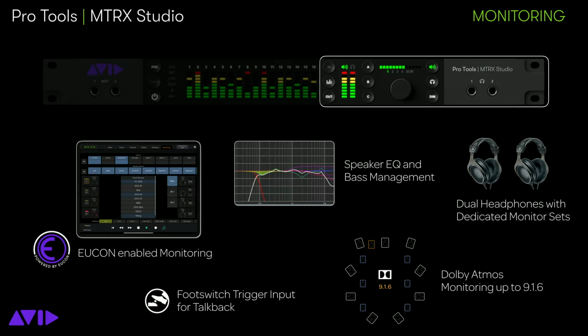So if we talk about monitoring a little bit on the box, you can see right on the front we've got dual headphones, so we can figure out what sources, again, you're routing to each person for talent. We talked about the speaker EQ and bass management a bit. Now this box is able to monitor in Dolby Atmos, whether you're working in 7.1.2, 7.1.4, all the way up to 9.1.6, as a result of all of the analog line outputs that we have. We also have the ability to trigger talkback directly from a foot switch. And then, as I said, integrated directly with Yukon, having a ton of functionality there.